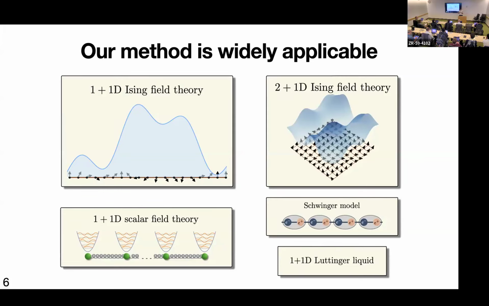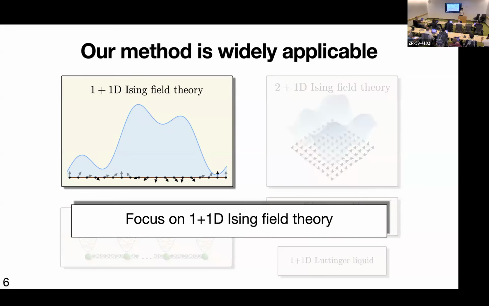So this method for wave packet preparation is quite exciting because it seems to be pretty general. We tested it in a lot of different candidate lattice field theories, both in 1 and 2 dimensions. But for the rest of this talk, I'll tell you just about this simple 1 plus 1D Ising field theory, just because it's the easiest to explain, and it's also the one that we actually ran on the IBM hardware. So I'll tell you about that part too.